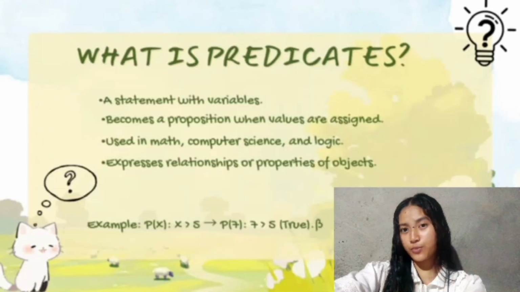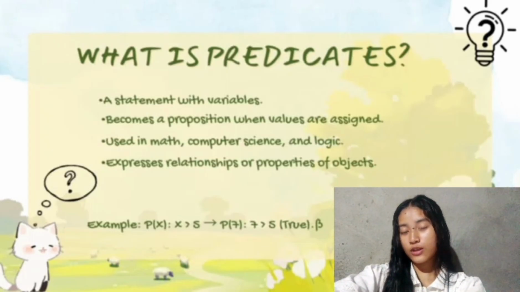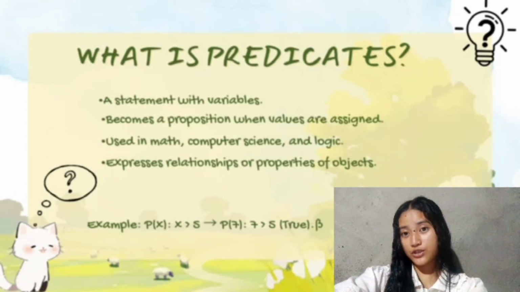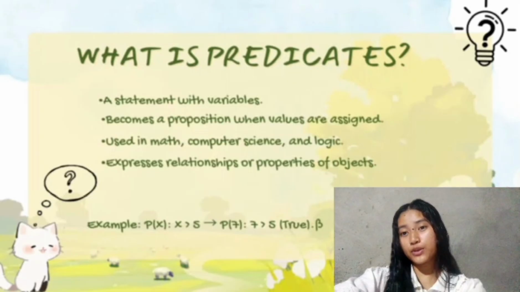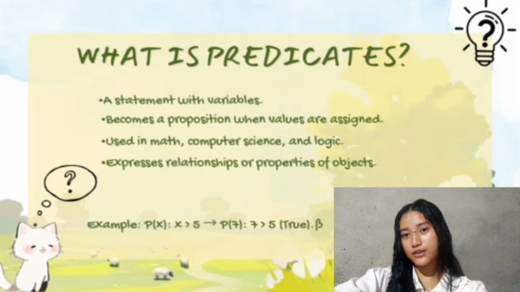So, what is a predicate? A predicate is a statement that contains variables and only becomes a proposition once we assign specific values to those variables. So is a predicate useful in mathematics, computer science, and logic? Yes, it is useful because it helps us describe relationships or properties of objects and elements.